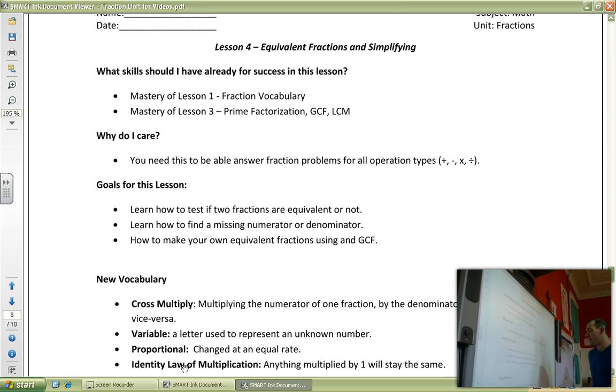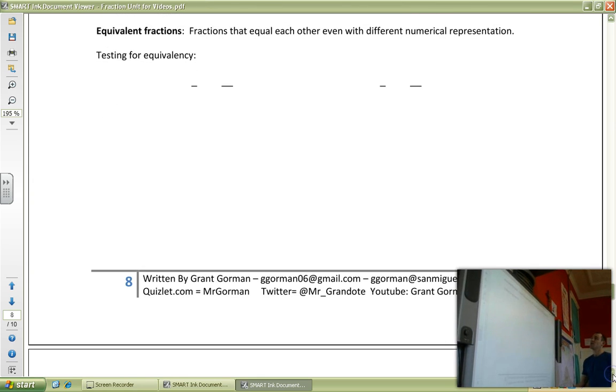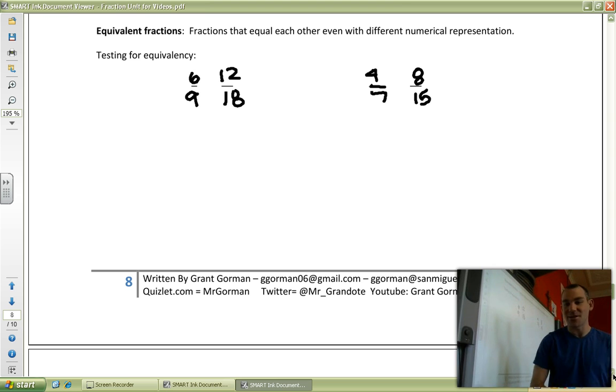Equivalent fractions. Just as a reminder, I'm going to pull down the page a little bit. Equivalent fractions are fractions that are equal to each other, even with different numerical representations. I've got some set up right here. I've got a 6 over a 9 and a 12 over an 18. And on this side, I've got 4 over 7 with 8 over 15. For some reason, it showed up on Microsoft Word, but when I made it the PDF, it's not up here. If you're using one of my papers that I printed out, you'll have it. Otherwise, just bear with me at home.